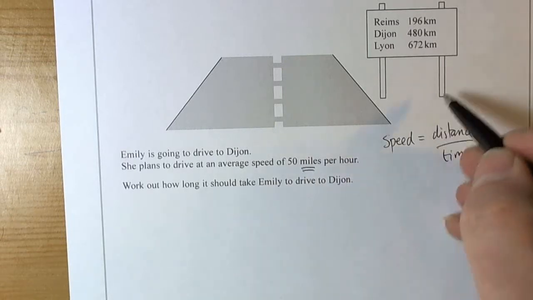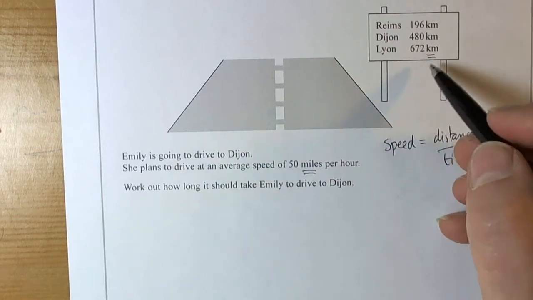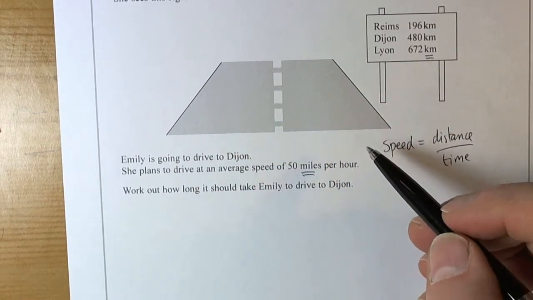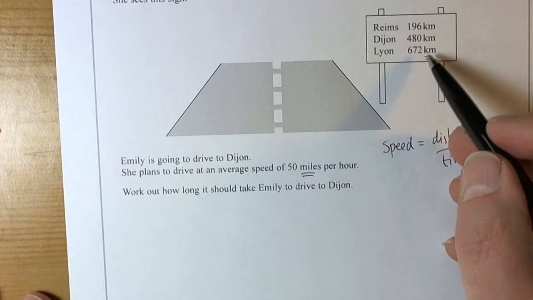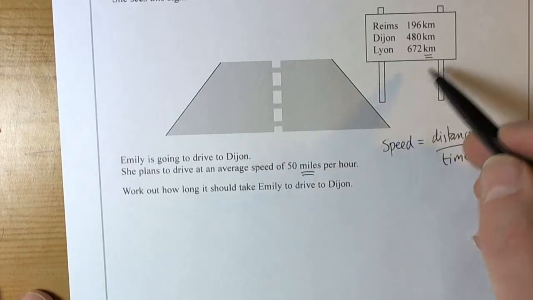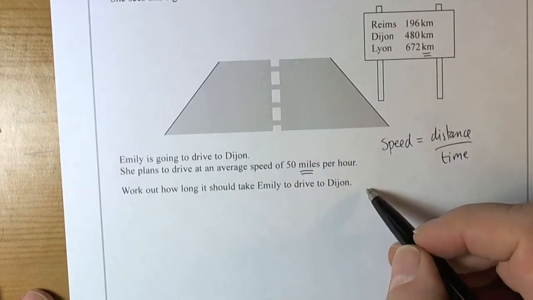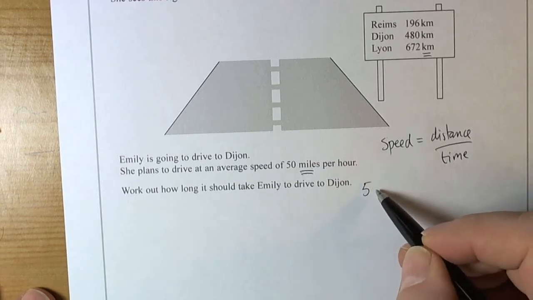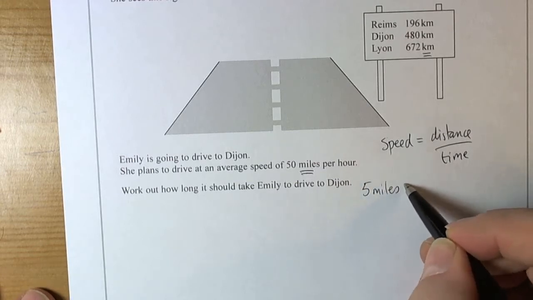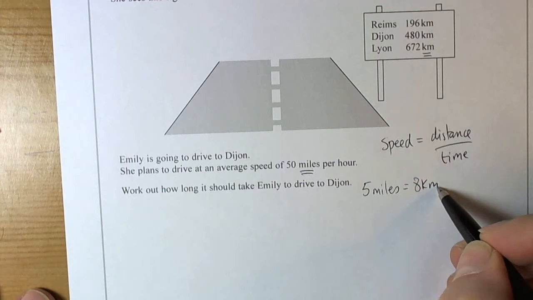So this talks about miles and this talks about kilometres. So again, what we should recognise here is two different units. Therefore, we should be using a conversion. So one of the conversions we've got to remember is that 5 miles is equal to 8 kilometres.